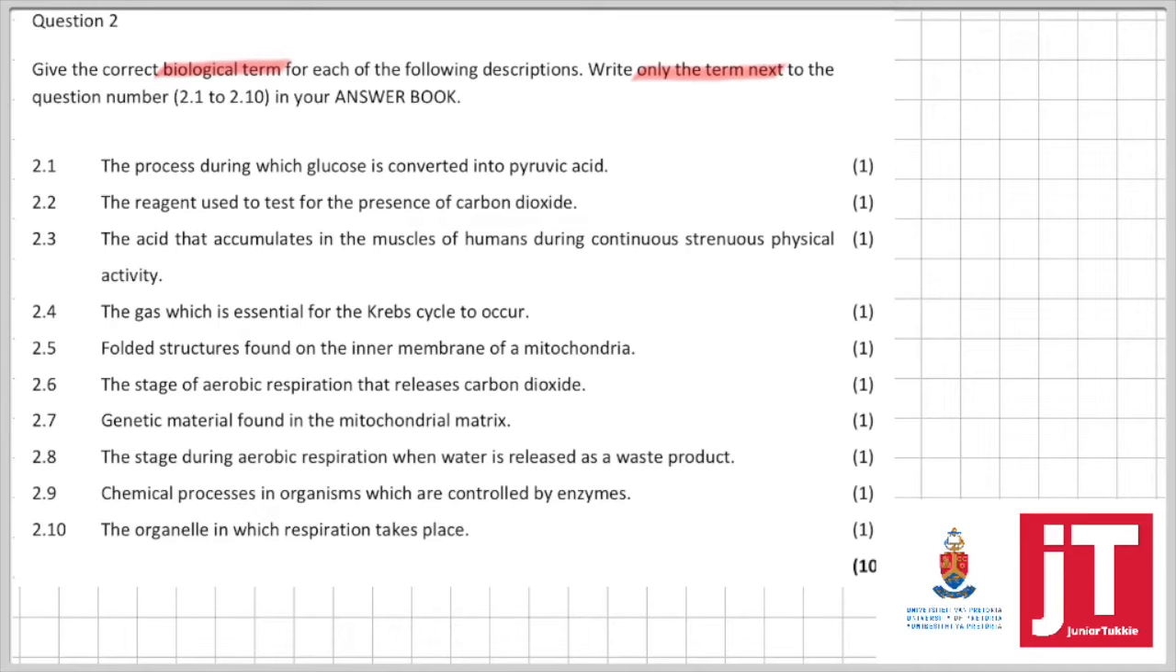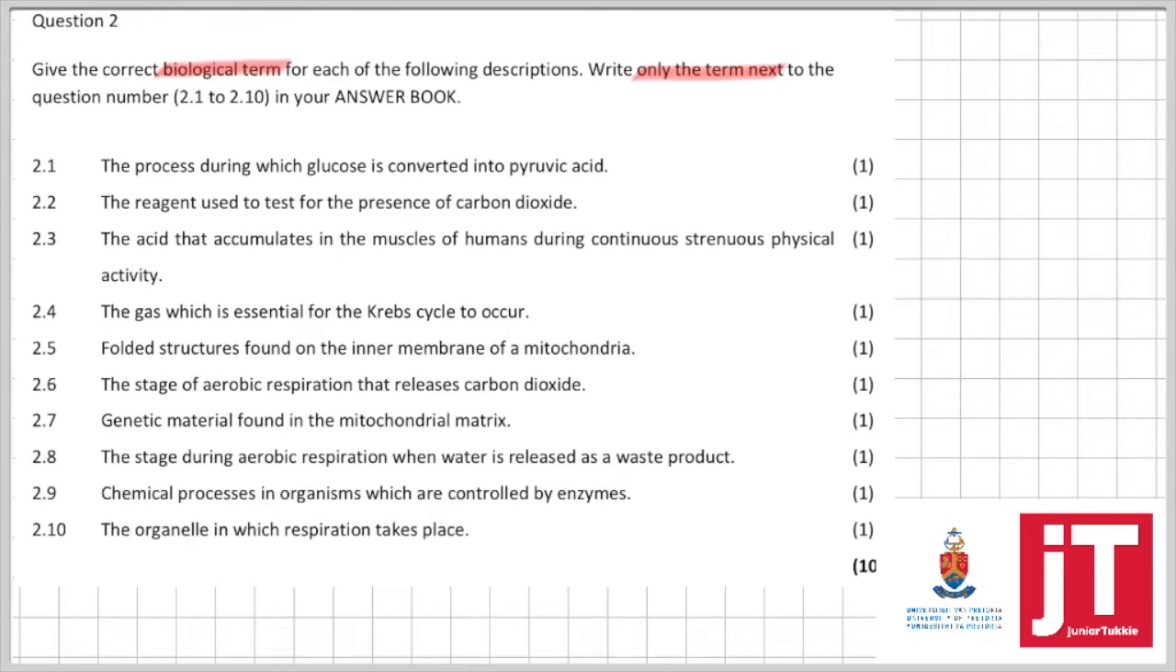Okay, so we do a question analysis quickly. We have a look and we see here that we need the biological term. It's not talking about a sentence, it's talking about a term. So we need to make sure we are answering the question as it is being asked. So we need to make sure we write down the best biological term that can be described by the question that we are being asked. It says write only the term next to the question number in your answer book.